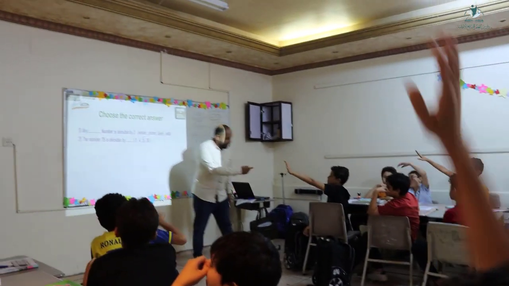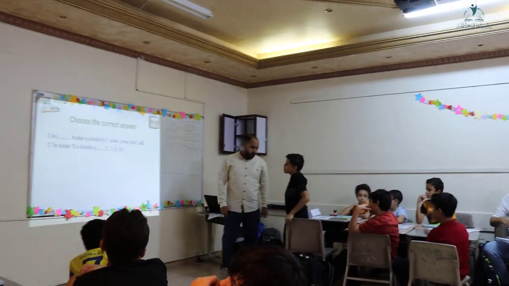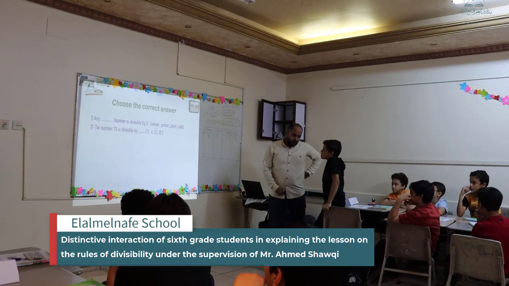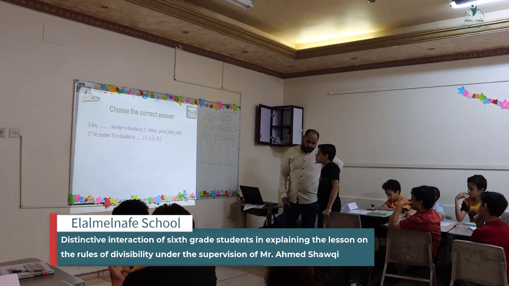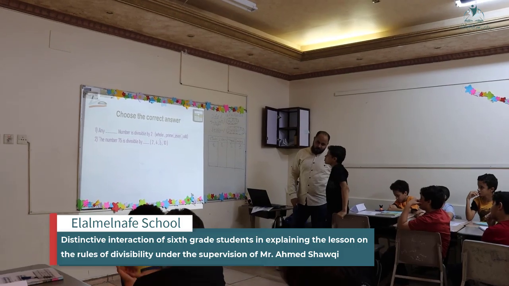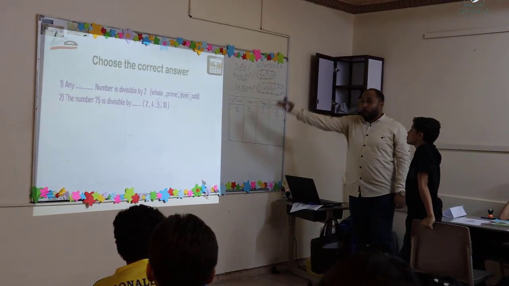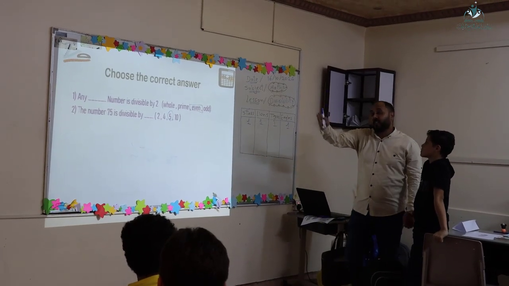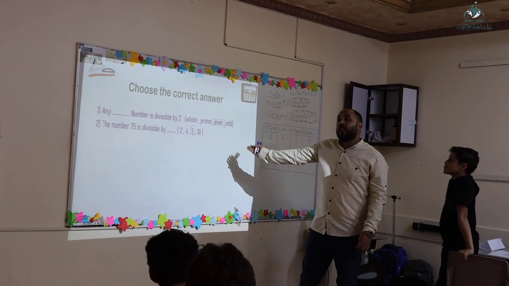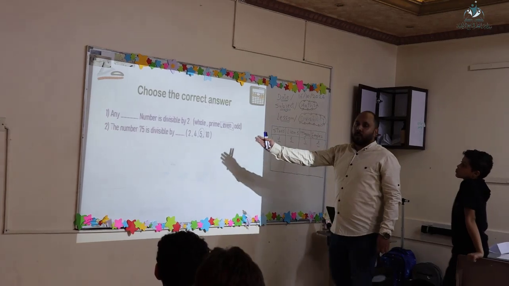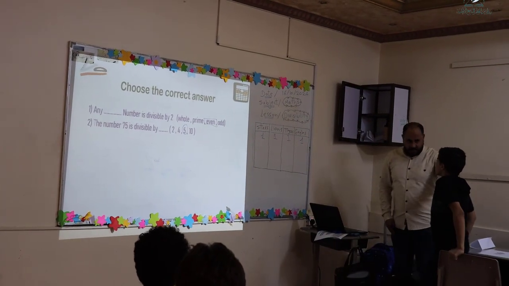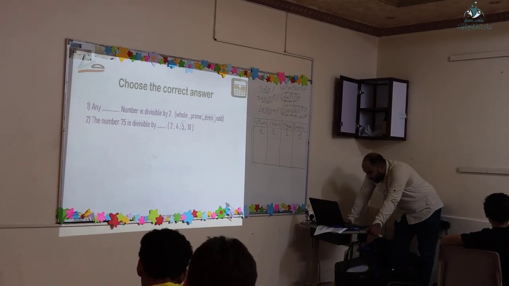And why is this number not divisible by 4? Yes, because the last two digits are not divisible by 4. Yes, we can't divide 75 by 4. If we divide 75 by 4, we get a remainder. So it's not divisible by the number 4. Yes, excellent. Okay. Now question 3.